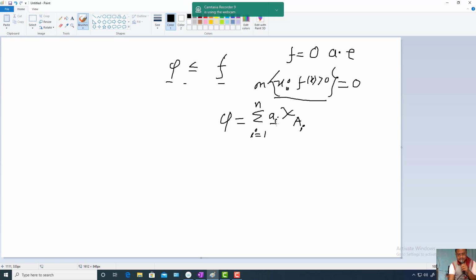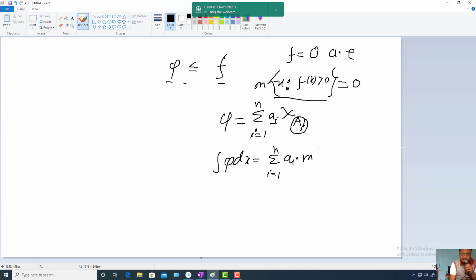Whenever a_i is not equal to 0, its measure of capital A_i must be 0. So what is the integration? The integral of phi dx is equal to the summation, i running from 1 to n, of a_i times the measure of A_i. One thing you have to remember: whenever a_i is not equal to 0, the measure of capital A_i must be 0.